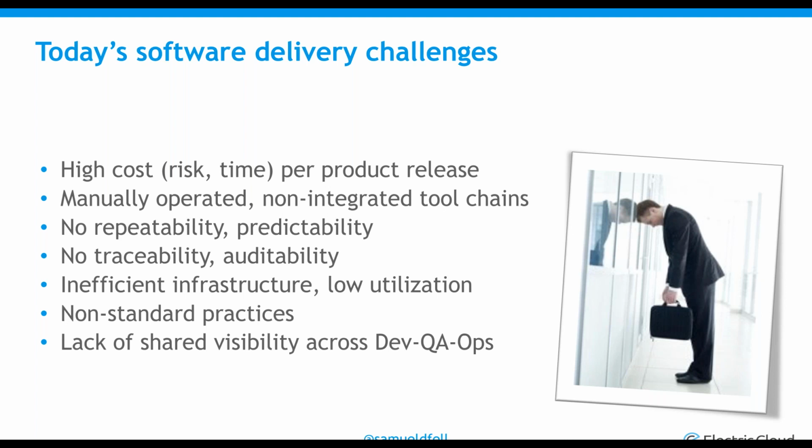And those things lead to a lack of repeatability and predictability, and also, from a governance point of view, leave us with little traceability and auditability, or at least a lot of work left over to satisfy those kinds of requirements. Many of us are using our infrastructure pretty inefficiently, with low utilization. We can always throw hardware at the problem, but that isn't always the right answer. And of course, non-standard practices. Not that we shouldn't all be able to choose the processes that work for us, but the difference from software group to software group is a lot. We're a lot more similar to each other than we are different from each other, I think.